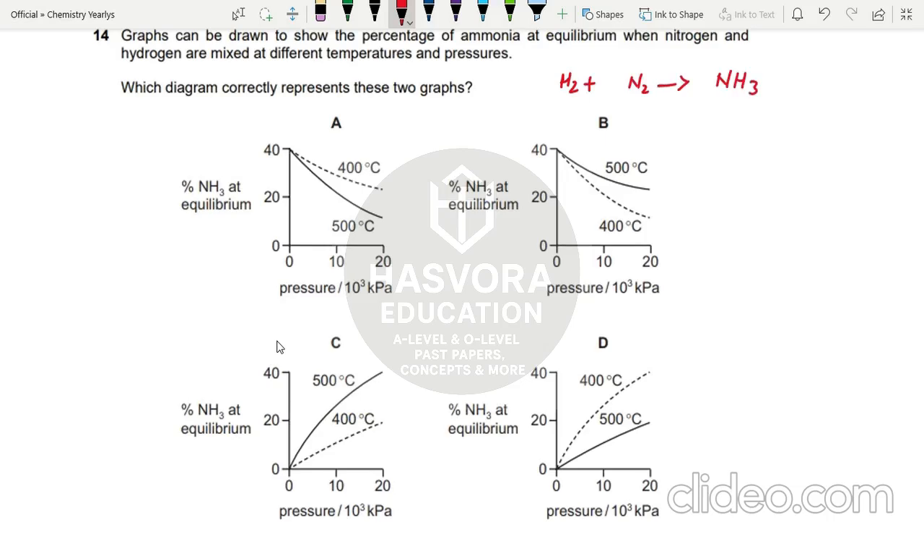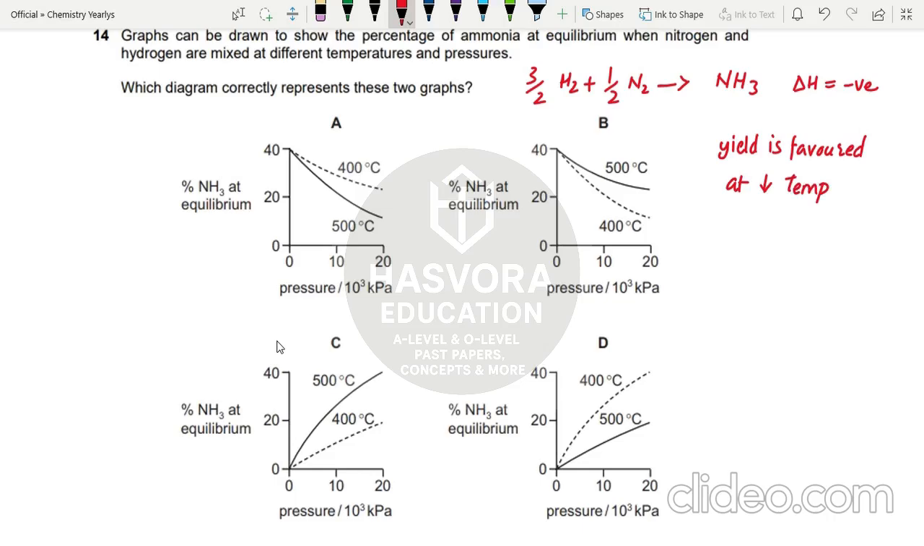NH3. This is half a mole and this is 3 by 2 moles. This is actually a negative enthalpy reaction, an exothermic reaction. For an exothermic reaction, we know the yield is favored at low temperature. When we increase the temperature, the yield will decrease.